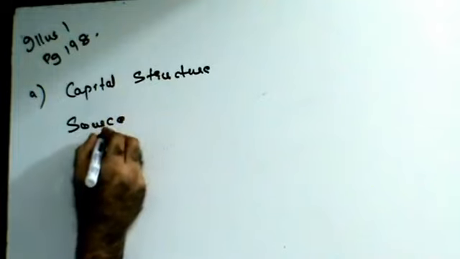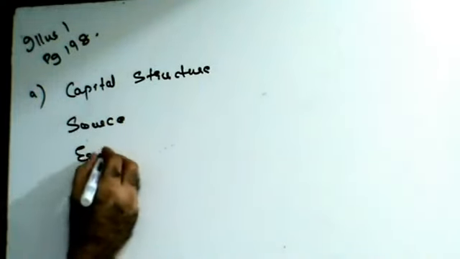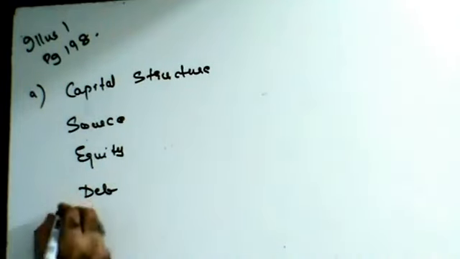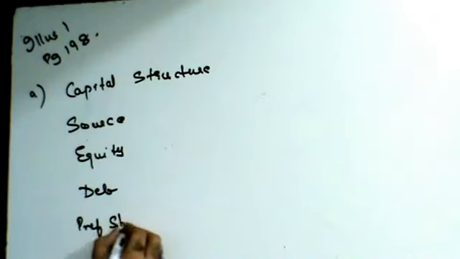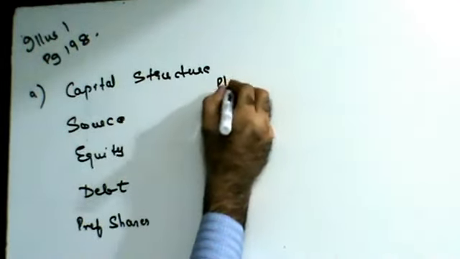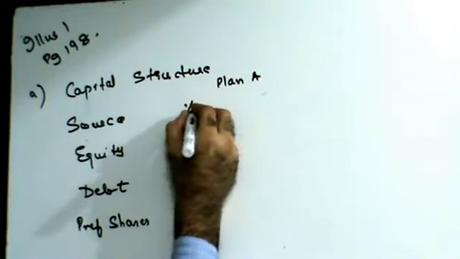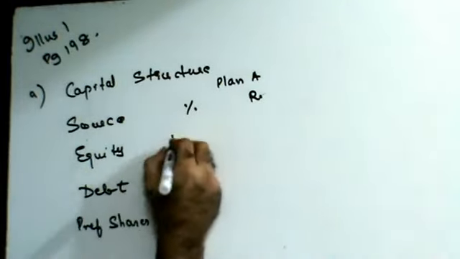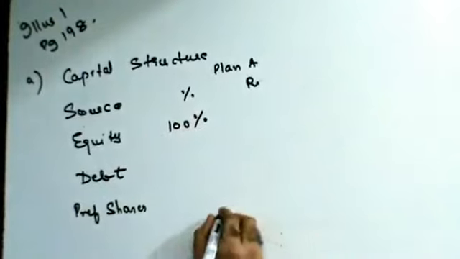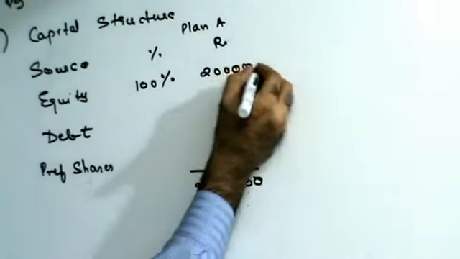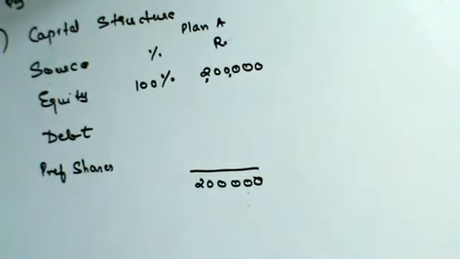Sources. Now, in all the 3 plans together, you have equity, debt, and preference shares. Okay. Now let's see this Plan A. Percentage, rupees. Now they are saying that in Plan A you want 100% equity. The total amount that you need is 2 lakhs. 100% equity means entire 2 lakhs is going to come from here, right?